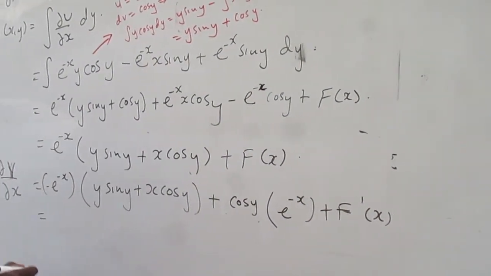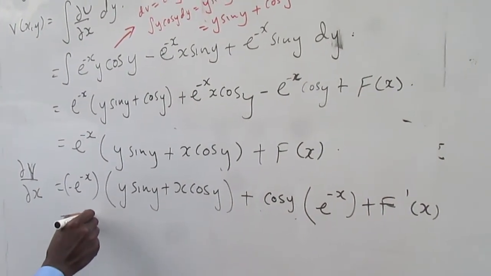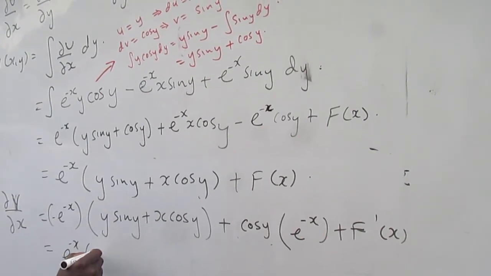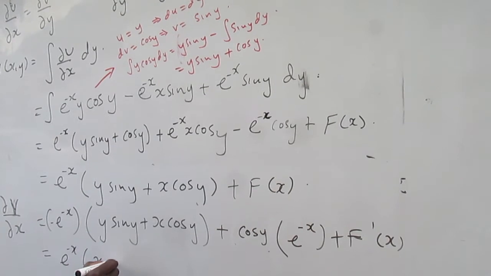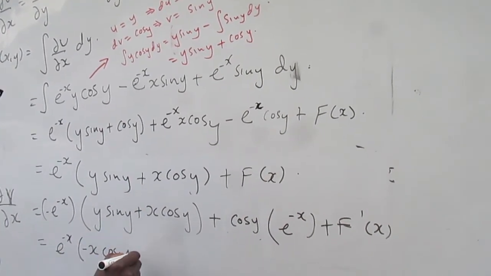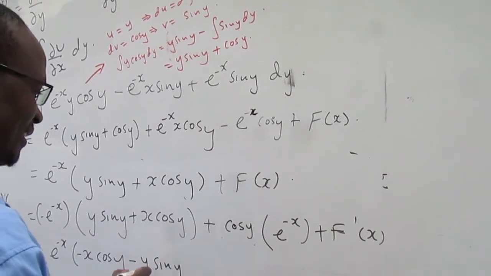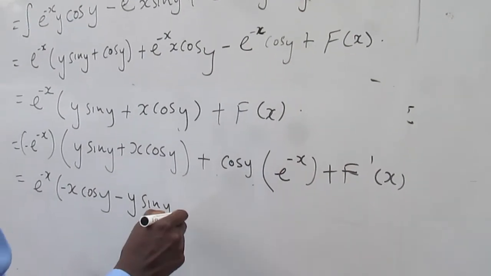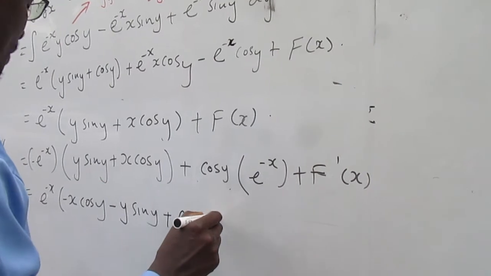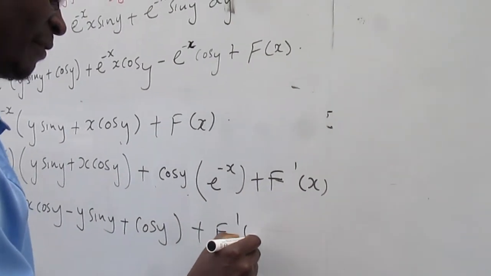So we want to write this out nicely, so we'll get exponential of minus x. If we open this up, we'll have x cosine of y, negative y sine of y, plus the cosine of y, then plus f prime of x.